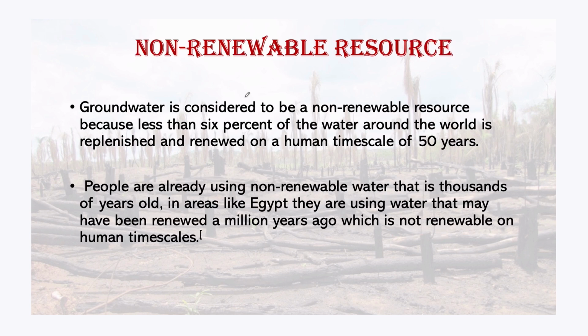It is largely considered a non-renewable resource because less than 6% of water around the world is replenished and renewed on a human time scale of 50 years. So people are already using non-renewable water that is thousands of years old. In areas like Egypt, they are using water that may have been renewed millions of years ago, which is not renewable on human time scales.